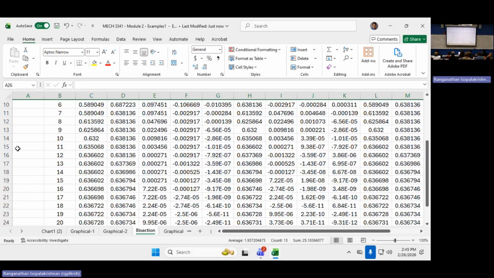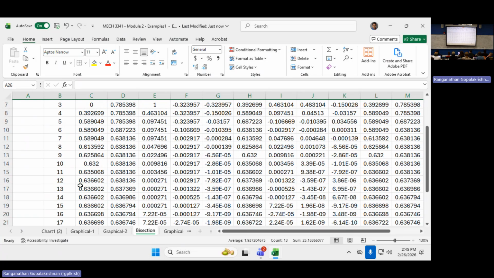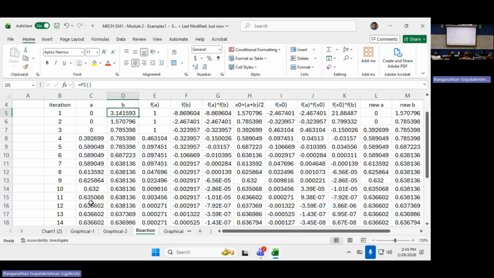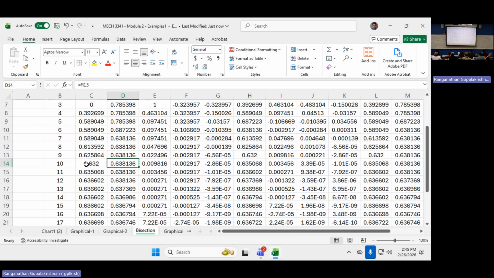Number one, in here, I did 22 iterations. You generally don't need so many iterations. What you do is you start with the initial guess and you keep iterating until A and B themselves don't differ by much. If you look here, after about 10 iterations, you are starting to see that the first two decimal points are the same.